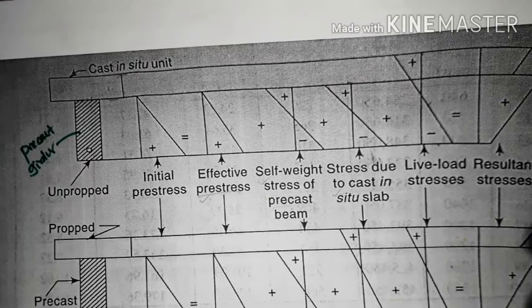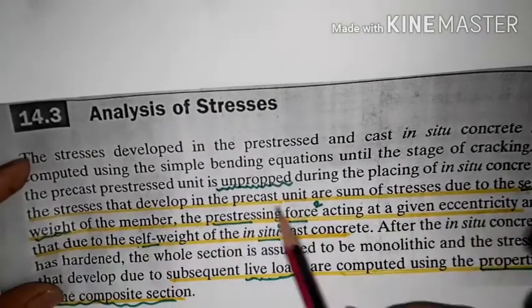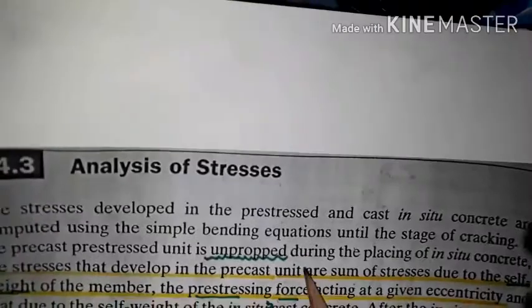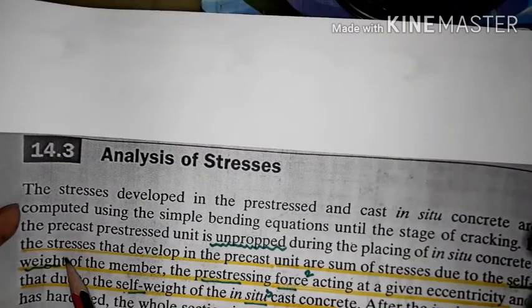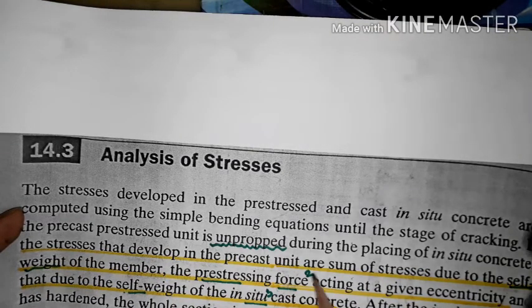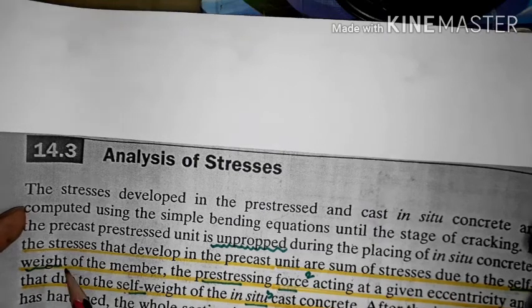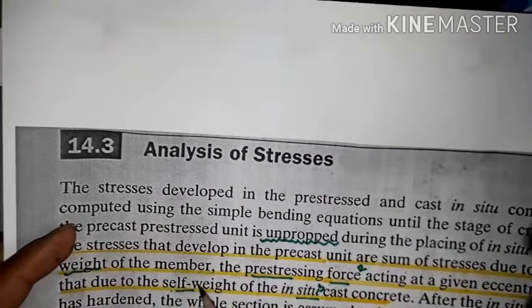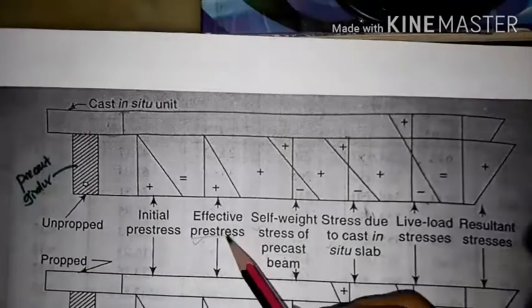Why is it? Because it is given, I will show you. I will read out once again. In unpropped condition, so this is unpropped, the stresses that develop in the precast unit are the sum of stresses due to self-weight of the member. So this is the self-weight of the member, the precast member. Then the pre-stressing force. So this is the pre-stressing force.